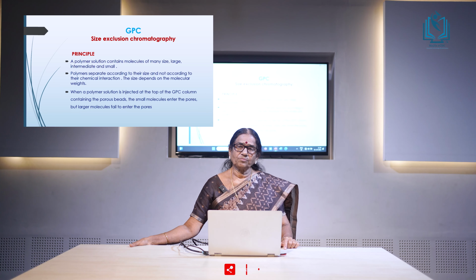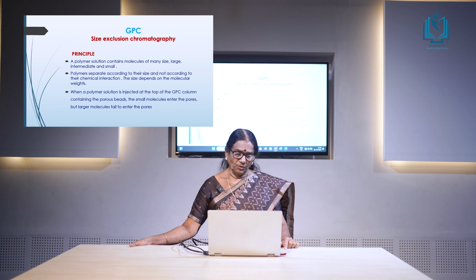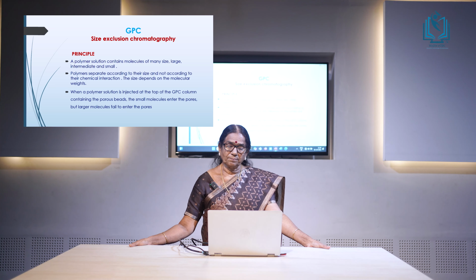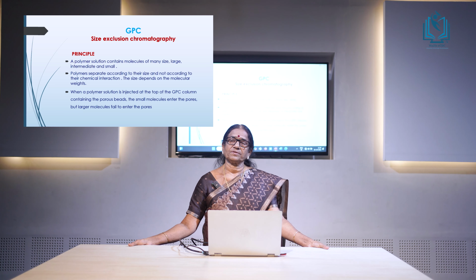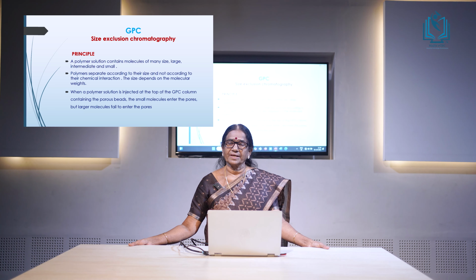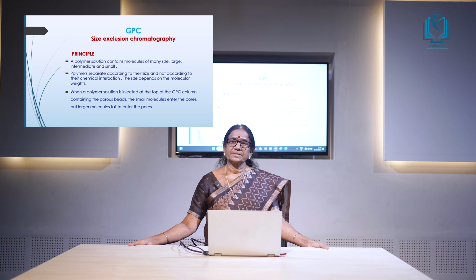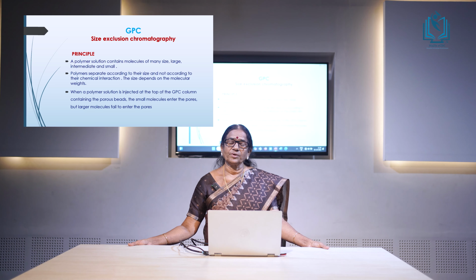Now, the principle of GPC is that a polymer solution contains molecules of many sizes, large, intermediate and small, and these polymers separate according to their size. That is the difference between GPC and other chromatographic techniques. In other chromatographic techniques we have molecular interaction as the basis for the separation, and here it is the size. So, that is why it is known as size exclusion chromatography. The size depends upon the molecular weight.